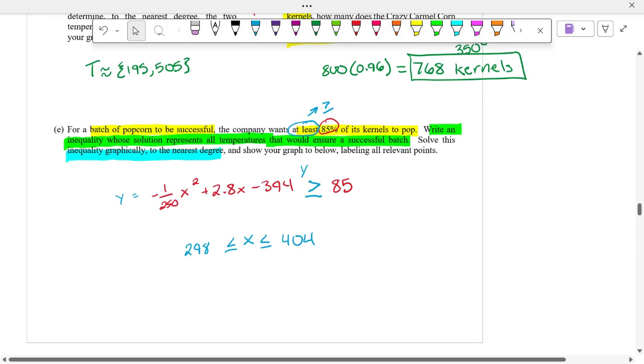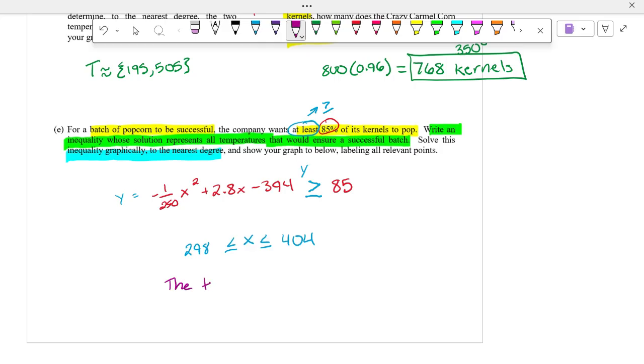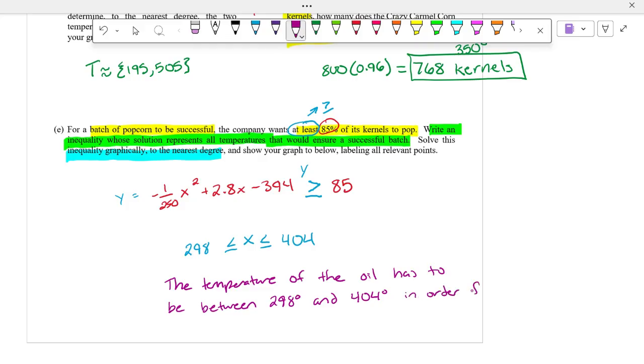Now, if we wanted to state it in words, we could say the temperature of the oil has to be between 298 degrees and 404 degrees in order for 85% of the kernels to pop.